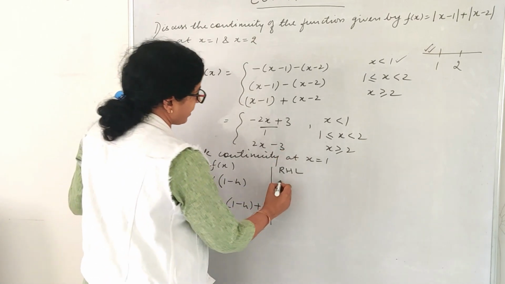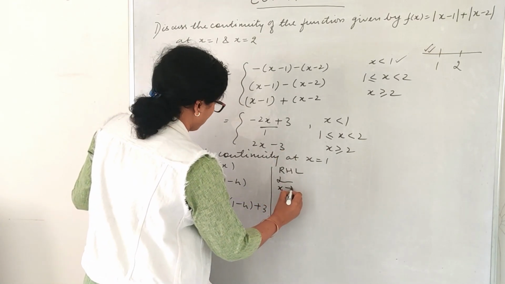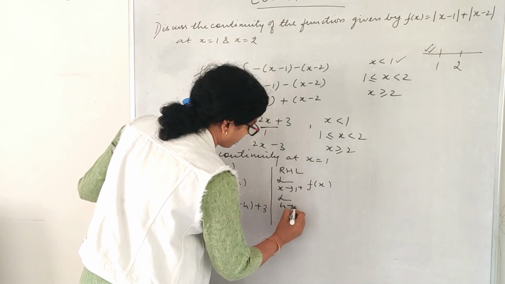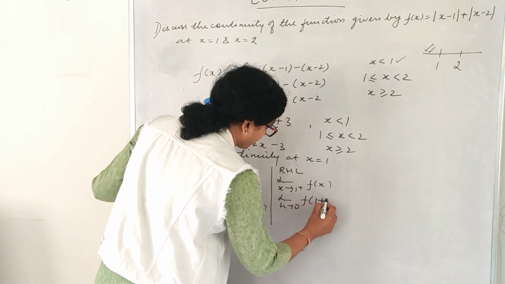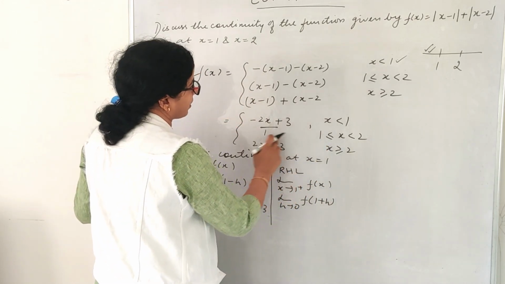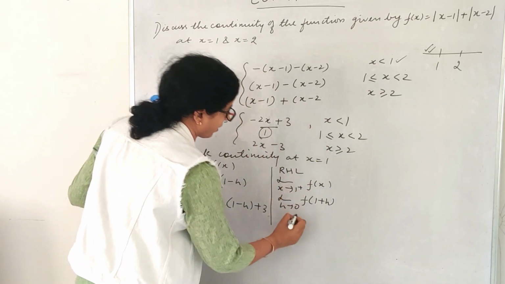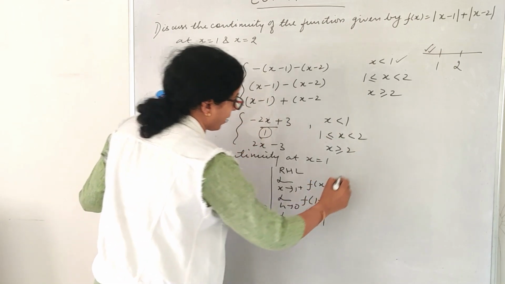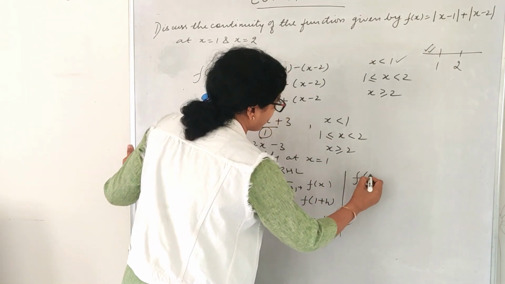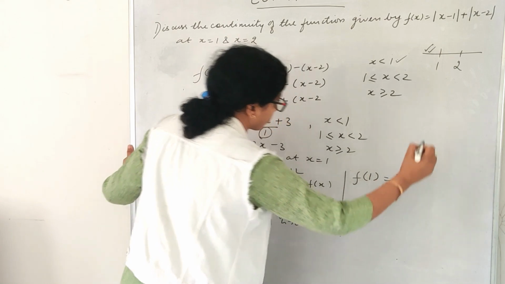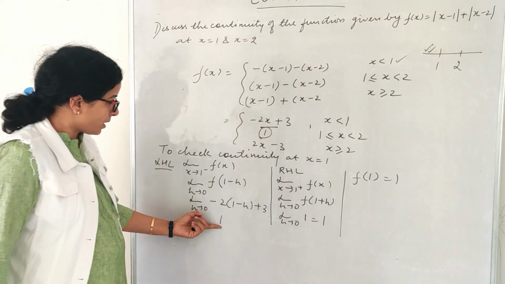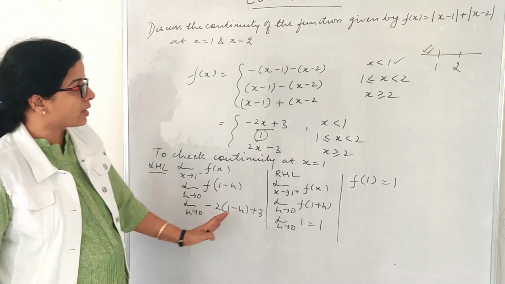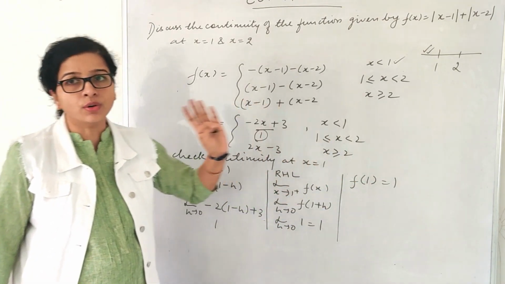Right hand limit, if I am talking about limit x tends to 1 positive f(x), limit h tends to 0, f(1 plus h), with 1 plus h greater than 1. What is the function? 1. So limit h tends to 0 of 1 will be equal to 1. And I have my value of function at 1 as also 1. So left hand limit equals right hand limit equals the value of the function. The function is continuous at x is equal to 1.